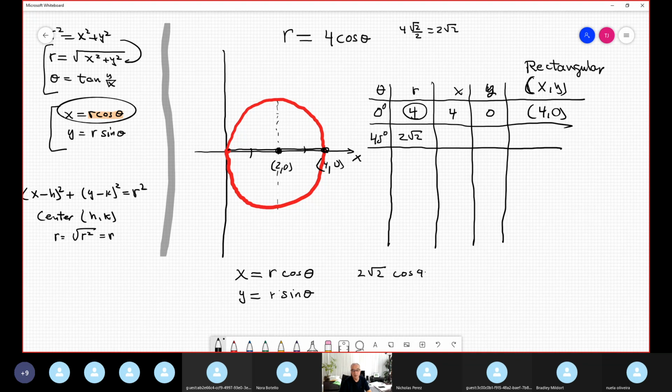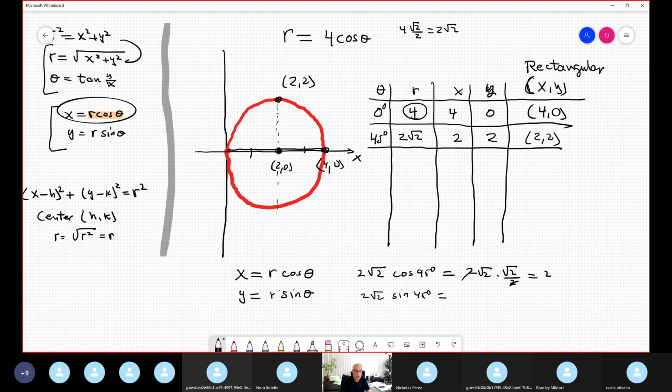Cosine 45 degree is radical 2 over 2. So 2 radical 2 times radical 2 over 2 es 2. So the radius is 2 radical 2, but the x value is 2. And the y value is exactly the same because it's 2 radical 2 sine 45 degree, and cosine 45 degree and sine 45 degree have the same value. So y is 2. And the famous point is the point 2,2. And 2,2 is that point. This is 2,2 en rectangular.